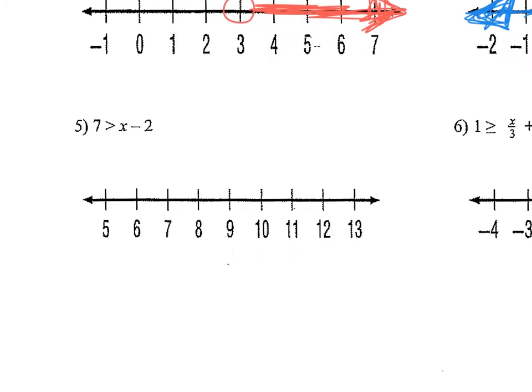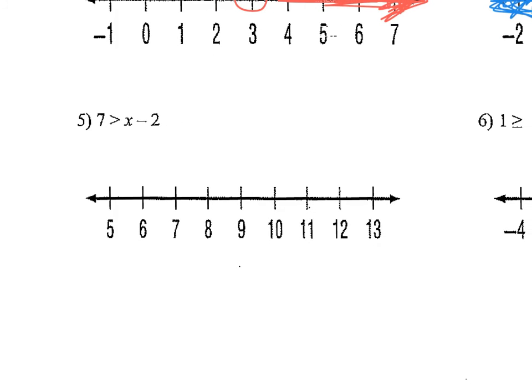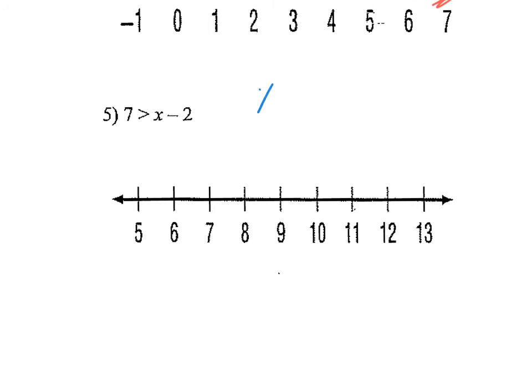Number 5, same thing. I want to rewrite the problem because I want my variable to be on the left side. So I'm going to put x minus 2. And my alligator mouth is open toward the 7. So I'm going to rewrite it that way, where the alligator mouth opens up toward the same thing.